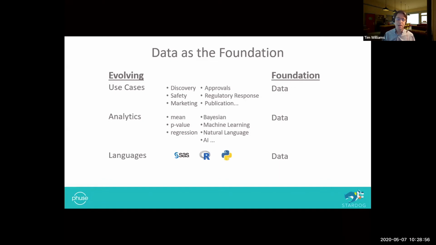Programming languages come and go. We're increasingly moving from SAS to R to Python and whatever comes next. Data is our constant. Standards continue to evolve. These standards are applied to our data. Data is the fundamental element upon which we should base our transformation.